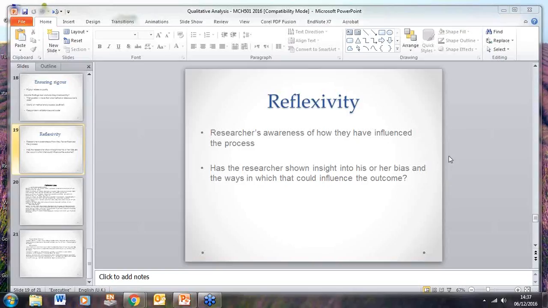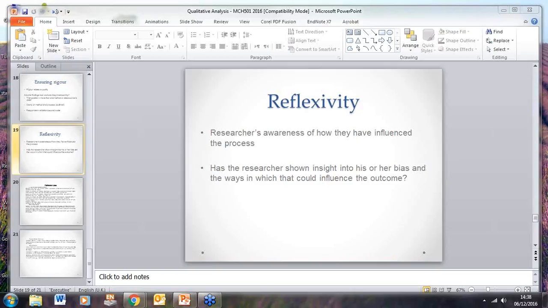So when we're looking at reflexivity, the researcher is aware of how they've been influenced by the process. Has the researcher shown insight into their biases in a way which could influence the outcome? So when we're undertaking research, we're going to ensure that we're not preempting the results. We're not looking for specific results. We're not guiding the respondents into giving us the results that we want. So when we've asked a question, if we've interviewed a participant, we haven't guided them into saying what we wanted them to say.